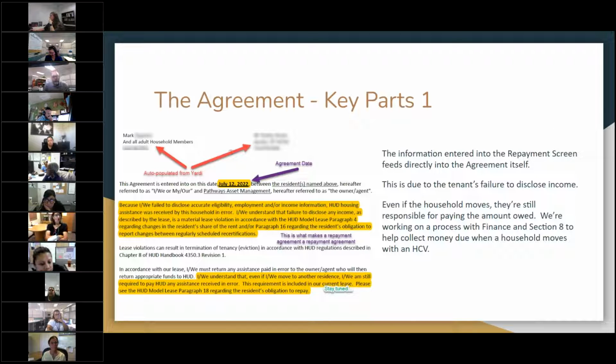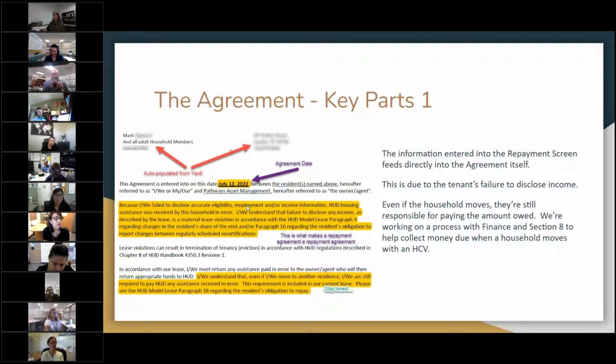We have an agreement here. They're all important, but I highlighted some things to make sure. Let's all just spend the time to read through this. So this July 12th is coming from that agreement date we just saw on that screen.